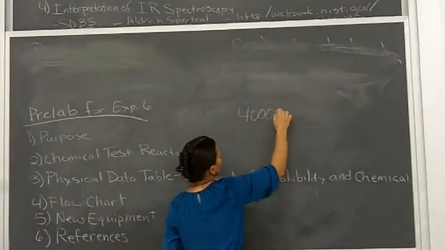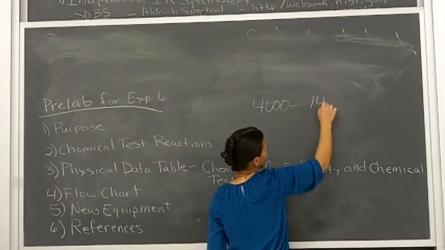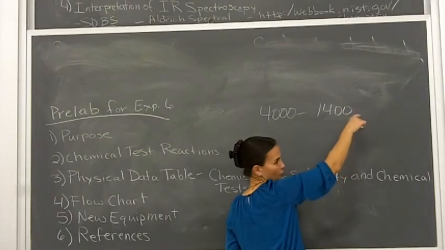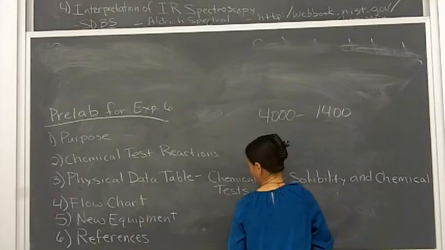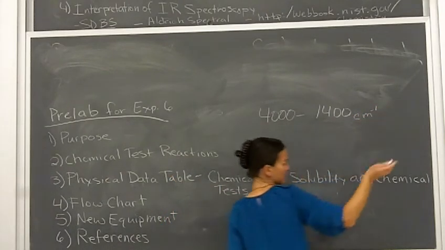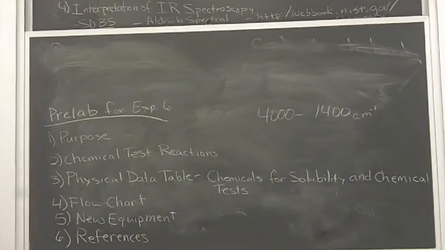So basically, what you're responsible for is about 4,000 to just about 1,400. The CH bending goes down about into the 1360s. Okay, so down through the CH bending is what you're responsible for. And so that's basically what that yellow sheet is.